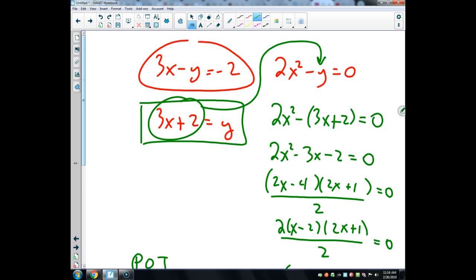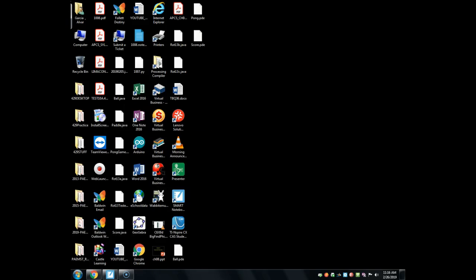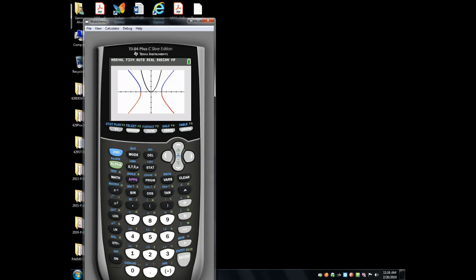That's a mess. How about we just do this graphically? In other words, let's graph y equals 3x plus 2, and let's graph, well, what is this? y equals 2x squared, right? Let's see if graphically we get those points of intersection. In other words, you're sort of resolving it on the calculator. See if you get the same thing. Let's get rid of those.